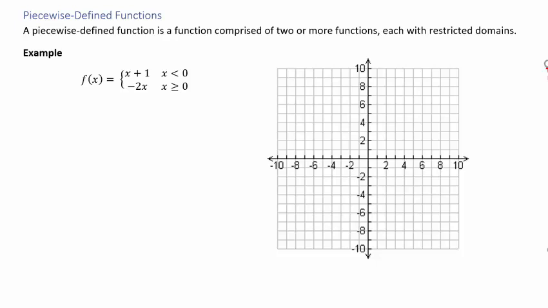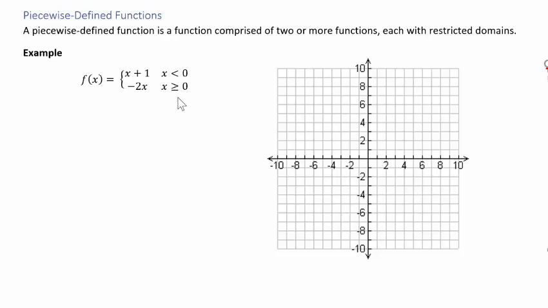In this section, we're also going to discuss how to graph a piecewise defined function. A piecewise defined function is a function comprised of two or more functions, each with restricted domains. An example of one: f of x is equal to, and here you can see this brace on the left-hand side, the first function is x plus 1 when x is less than 0, and the second function is negative 2x when x is greater than or equal to 0.